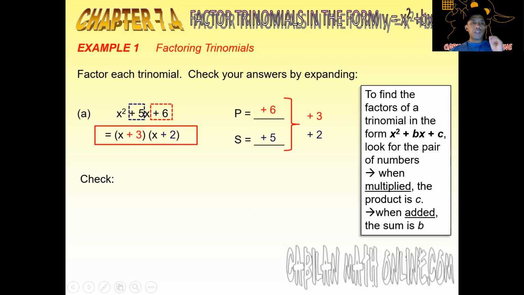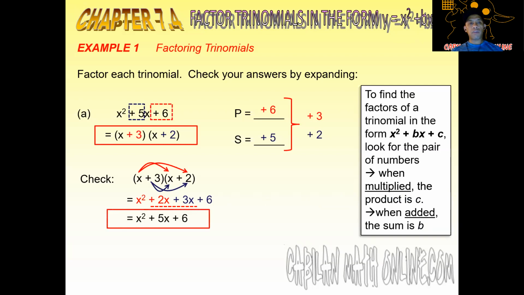Now we're just going to do a check here, and this is going to be familiar to you because exactly what we're doing here is FOIL. So when I multiply the x to the x and the x to the 2, that's going to give me x squared plus 2x. And when I multiply the 3 to the x and 3 to 2, that's going to give me 3x plus 6. So when we add the two middle terms together, that gives us x squared plus 5x plus 6, which is exactly the same thing as we started off with. I just did the check to show you that what we have here is indeed the correct answer.